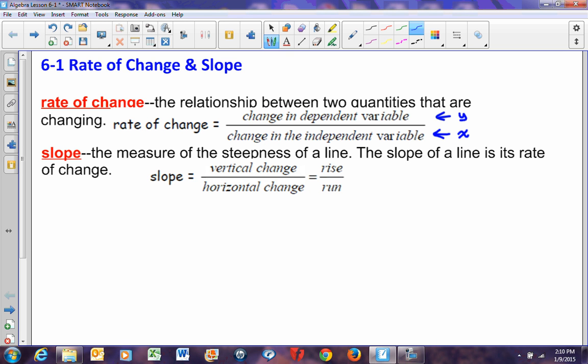Slope is the measure of the steepness of a line, and it's very much related to the rate of change. The slope of a line is its rate of change. The slope is the vertical change over the horizontal change, and often it's defined as the rise over the run.